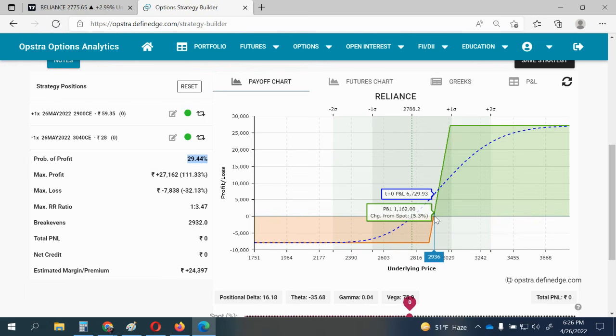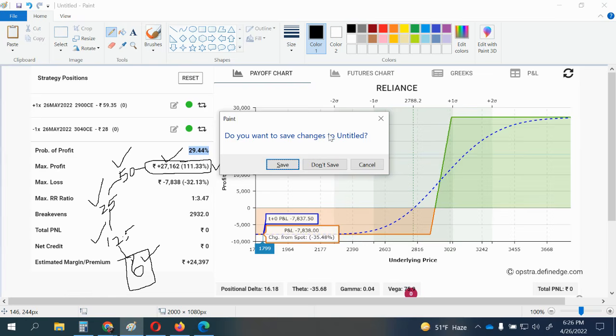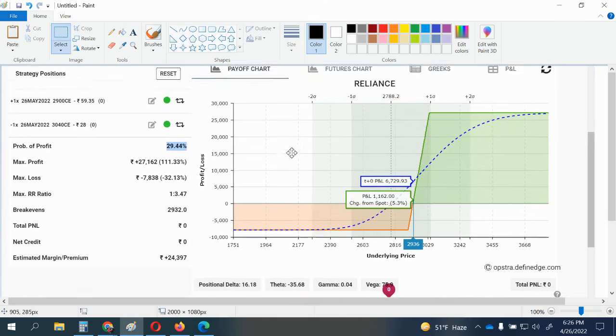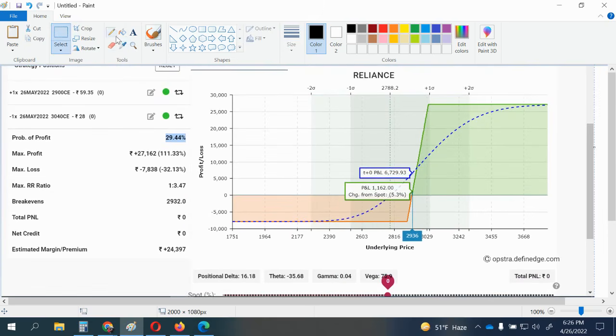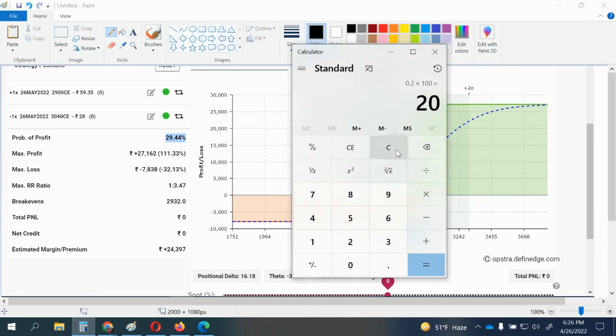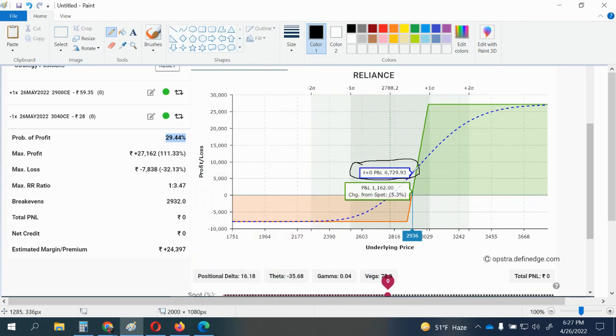Let me take one more screenshot. Check this profit. T plus 0 is 6,790, approximately 7,000. So what is 7,000 on a capital of 24,000? 7,000 divided by your capital, 24,000, into 100. You are getting 29 percent. So don't you think this is an amazing strategy? 29% if Reliance makes a move of 5%.